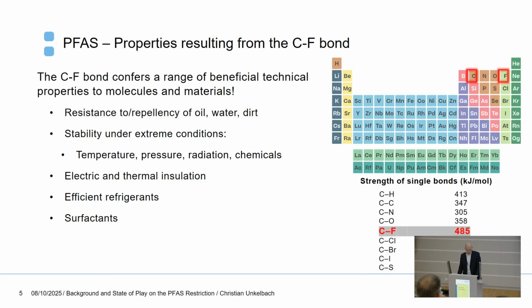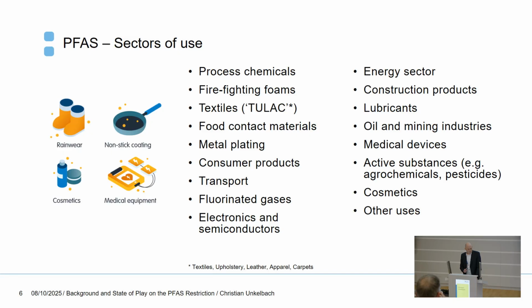So this bond strength and the bond polarity confer a range of very beneficial technical properties to carbon-fluorine molecules, or then PFAS materials. We heard already the resistance to oil, water, and dirt, or the repellency to these influences. PFAS materials are very stable under extreme conditions, ranging from temperature, pressure, radiation, and influence of other chemicals, for example, corrosives. They are very good electric and thermal insulation agents, efficient refrigerants, and they have surface active properties. So they are found in nearly all sectors of use in our everyday life, but also in more special sectors which maybe do not come to mind from the top of your head.